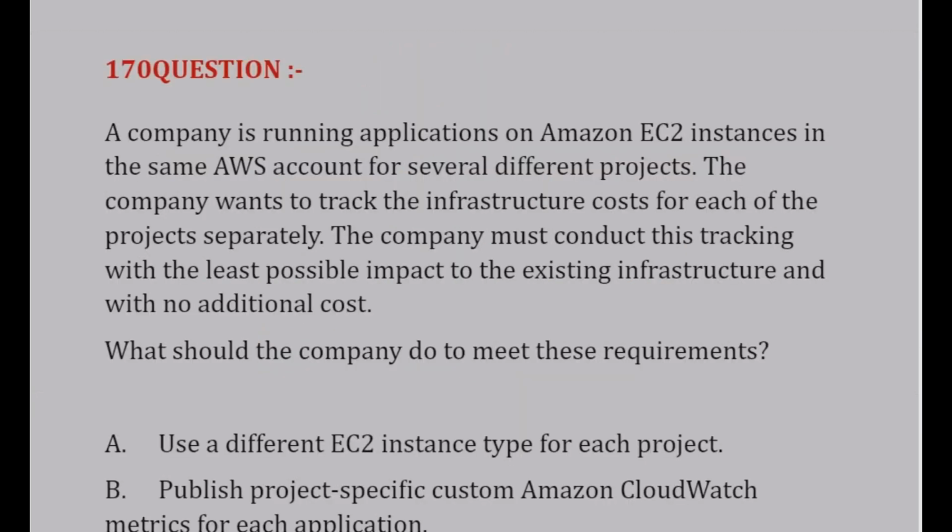Question is, a company is running applications on Amazon EC2 instances in the same AWS account for several different projects. The company wants to track the infrastructure cost for each of the projects separately. The company must conduct this tracking with the least possible impact to the existing infrastructure and with no additional cost. What should the company do to meet these requirements?